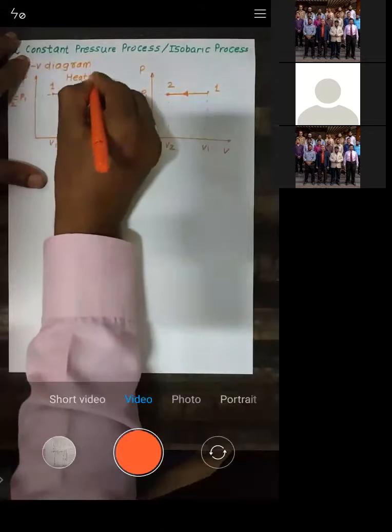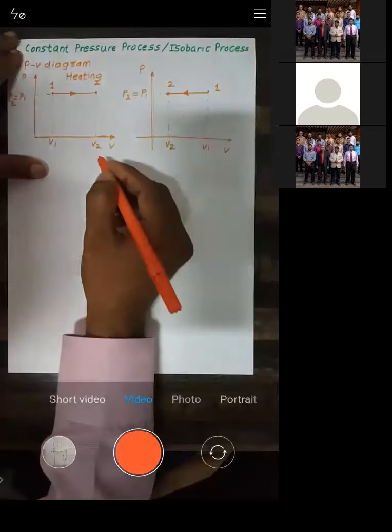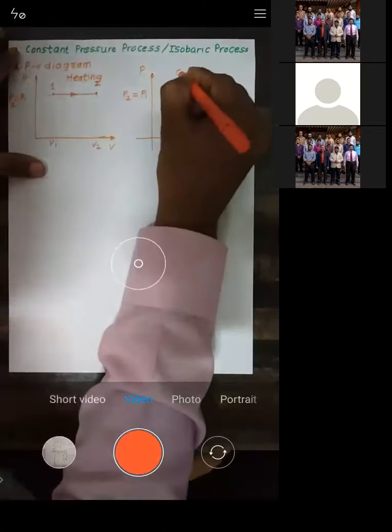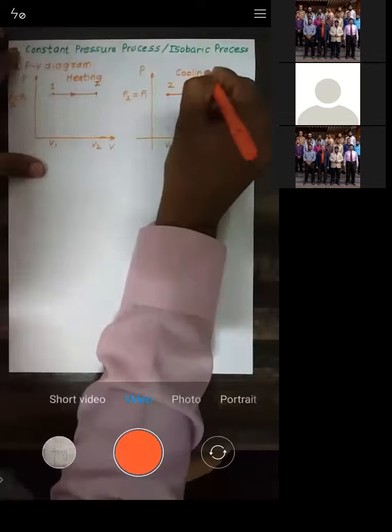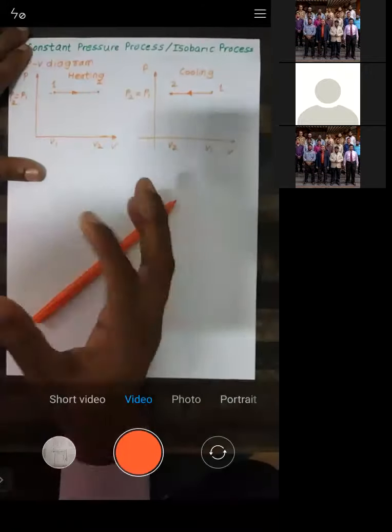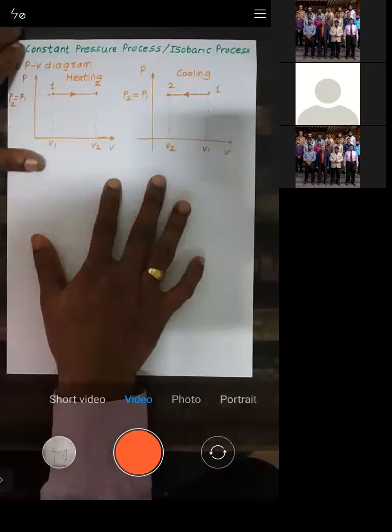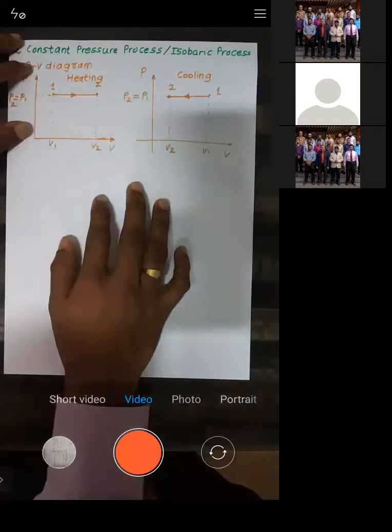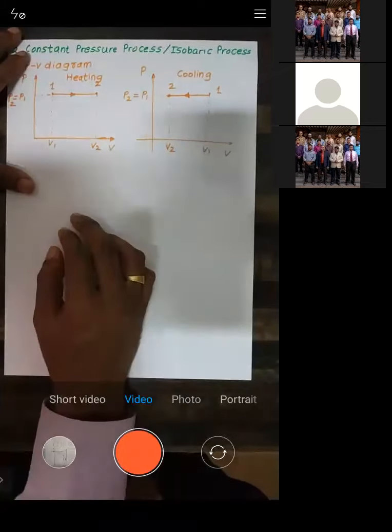Heating, try to understand. If you can see here, where the arrow is going towards the left, such a process is called cooling. Try to understand. I will give you a simple example. Let's take some water in a pot, and just start heating that water.